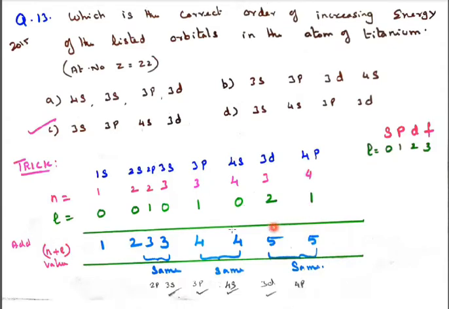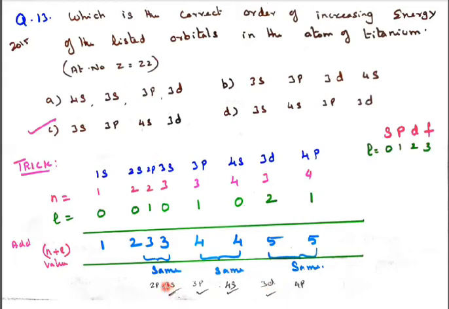So here just add n plus L. 1 plus 0 is 1. 2 plus 0 is 2. 2 plus 1 is 3. 3 plus 0 is 3, so these two 3 values are the same. 3 plus 1 is 4. 4 plus 0 is 4, so these two 4 values are the same. 3 plus 2 is 5, and 4 plus 1 is 5. 5 and 5 are the same value.